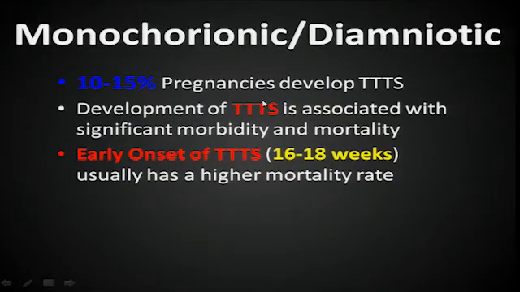So out of your monochorionic diamniotic twins, 10 to 15% of these pregnancies are going to develop twin-to-twin transfusion syndrome. Development of twin-to-twin is associated with significant morbidity and mortality. The earlier the onset of the twin-to-twin, the higher the mortality rate. So we know if we don't do something with these babies and they're already showing twin-to-twin at 16 to 18 weeks, one or both of these babies are going to die.